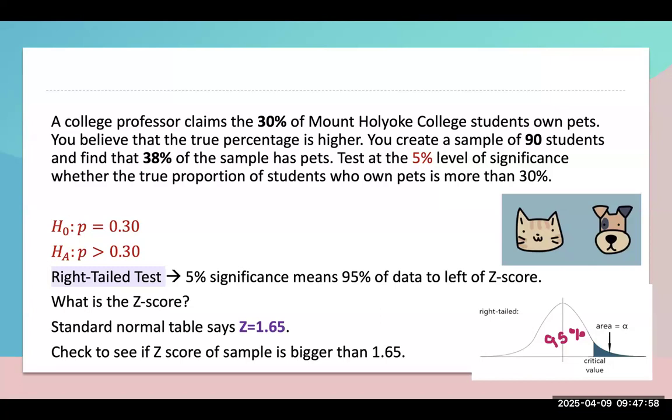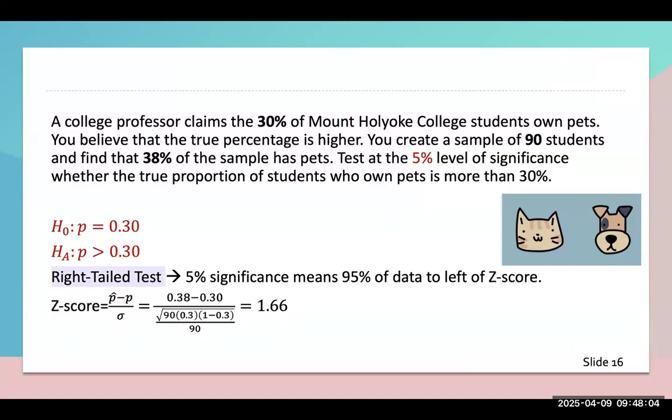Next, we're going to find the z-score that corresponds to that 38%, that statistic p hat. To find that z-score, I'm going to take p hat, I'm going to subtract p, and then I'm going to divide by the standard deviation. So double check that you can get the same value that I got, which is 1.66.